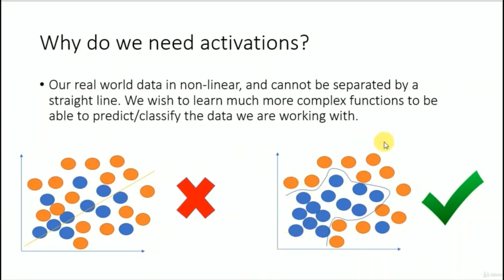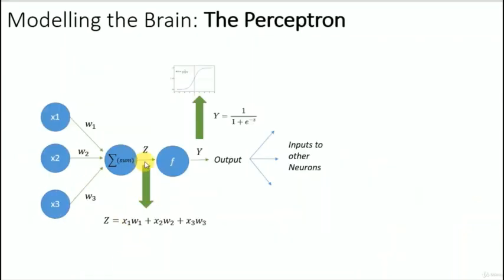Activation functions are in charge of introducing this non-linearity. Without using an activation function, we would just have this straight line right here, because remember, if we go back to this slide, the output here is just a linear function, x1w1 plus x2w2 plus x3w3. So this is just a linear function. Therefore, if we don't introduce this non-linearity, we would end up with a linear function that won't be able to separate the data.